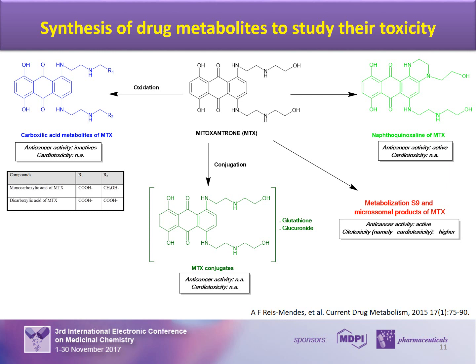Therefore, the aim was to synthesize drug metabolites to study their toxicity, since the metabolism of several anticancer drugs seems to have an important role in their cardiotoxicity, such is the example of doxorubicin. So first, we need to have this global picture of mitoxantrone metabolic pathway. And although carboxylic acid derivatives were the major metabolites, we decided to start with this naphthoquinazoline metabolite that was already described as an active metabolite.